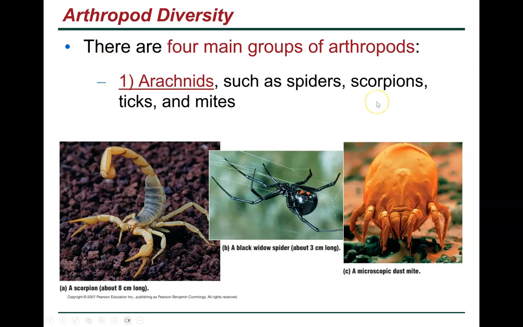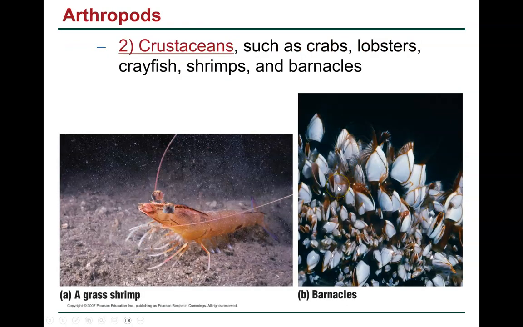We're going to go through the four main groups of arthropods. Arachnids. All right, we've got scorpions, spiders, dust mites in this category. We've got crustaceans, crabs, lobsters, shrimps, barnacles. This is the little guy from Finding Nemo, Jacques, the cleaning fish. So I keep referring to Finding Nemo because it's an awesome movie.